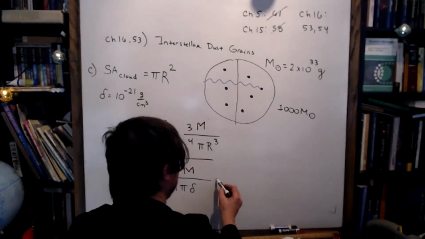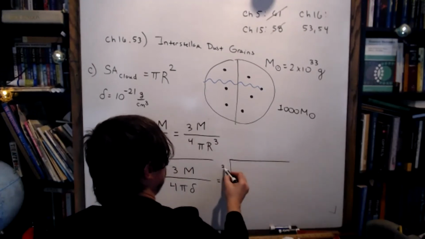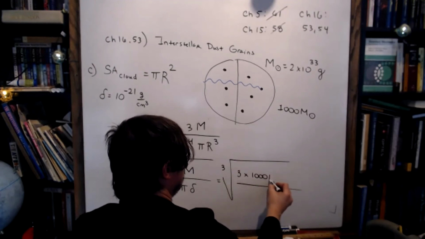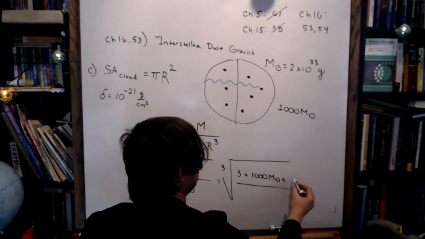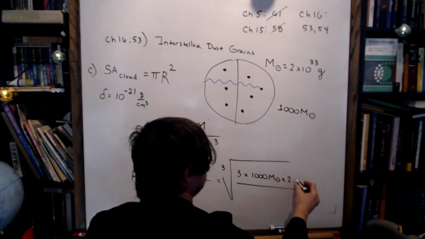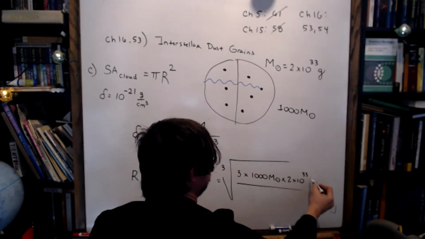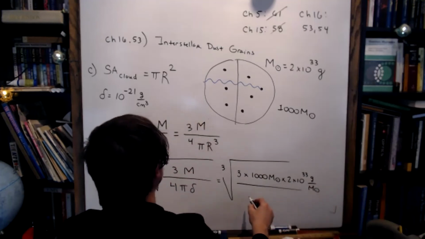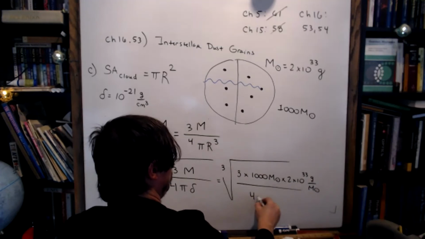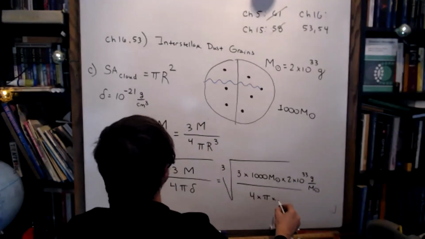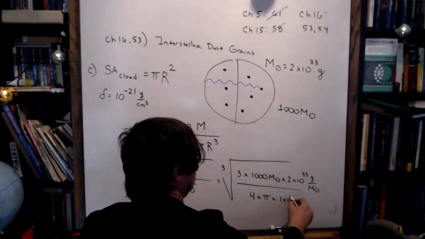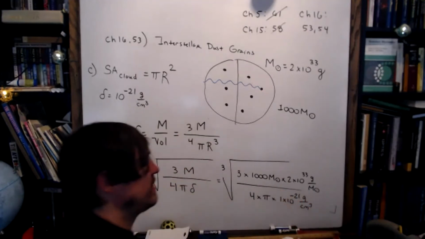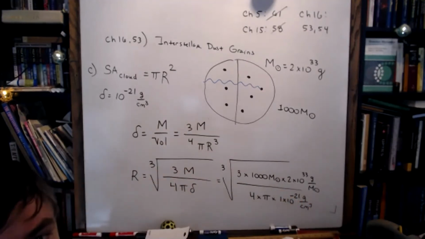Okay, so that gives us the cube root of 3 times 1,000 solar masses times 2 times 10 to the 33 grams per solar mass, over 4 times pi times 1 times 10 to the negative 21 grams per cubic centimeter. See if you guys can punch all that up or try to do it in your head.